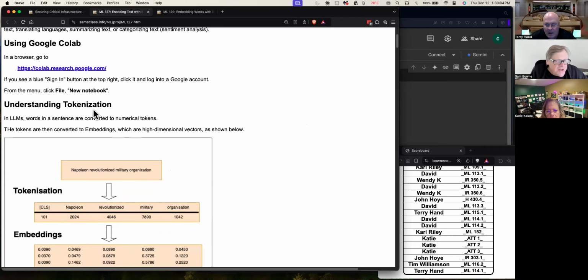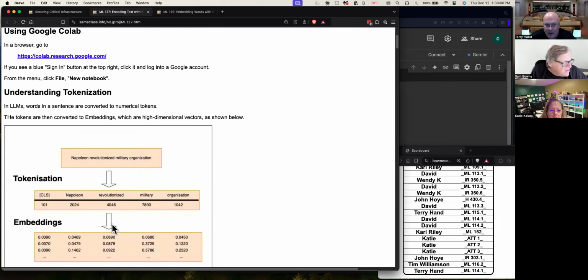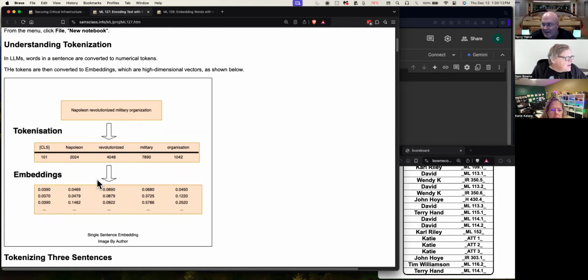First, you tokenize the sentence. And in some models, you use smaller fragments, but here we're going to use pretty much just the words as tokens. So we have a couple sentences. We say Napoleon revolutionized military organization. So to tokenize it, you just assign numbers to the words, and you have extra tokens like the start of a sentence, CLS. And these are just meaningless random numbers. That's tokenizing.